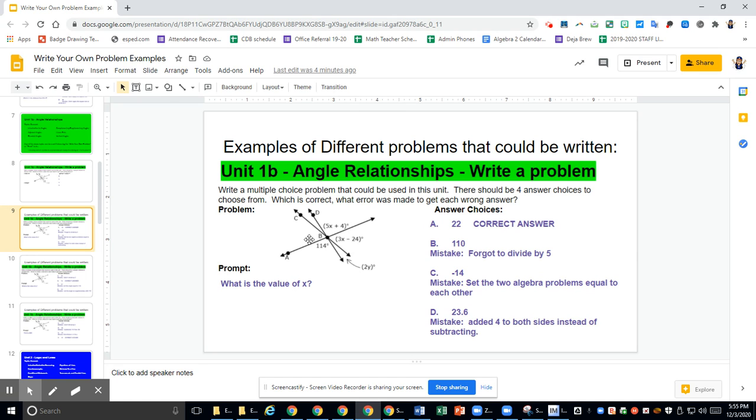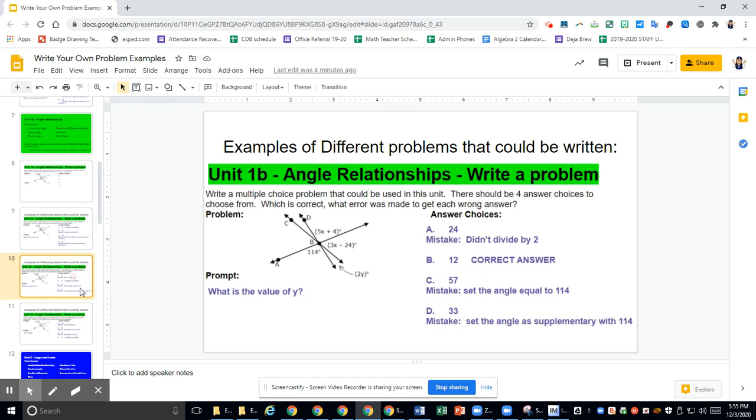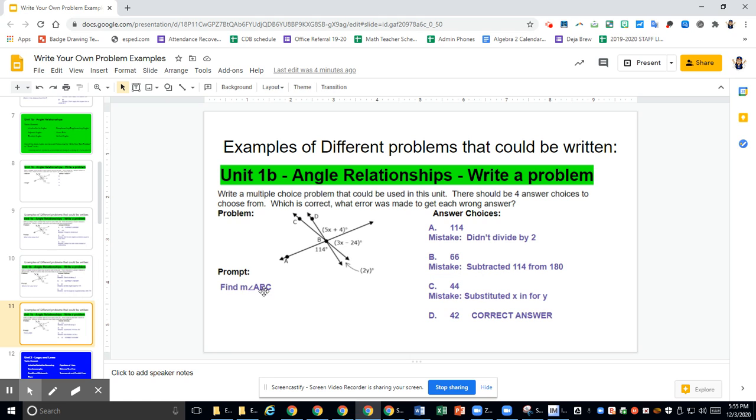Okay. So what is the value of x is something I could ask for this picture. Same picture, but what is the value of y? And again, mistakes and why I got them, why they're mistakes, how we got the mistake answer, and the correct answer. And then here, this is a nice one.